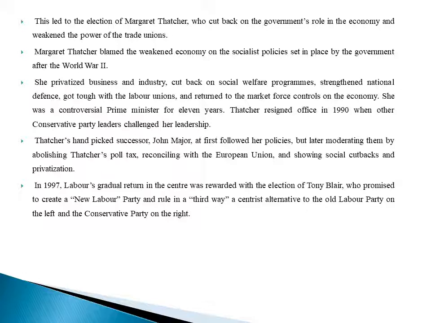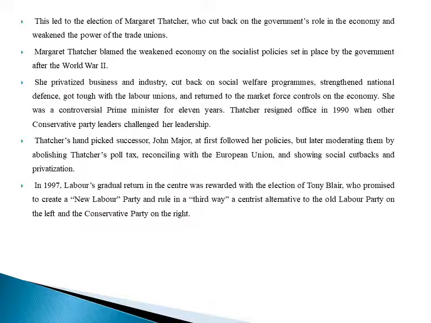This led to the election of Margaret Thatcher, who cut back on the government's role in the economy and weakened the power of the trade unions. Margaret Thatcher blamed the weakened economy on the socialist policies set in place by the government after the Second World War. She privatized business and industry, cut back on social welfare programs, strengthened national defense, got tough with the labor unions, and returned to the market force controls on the economy.